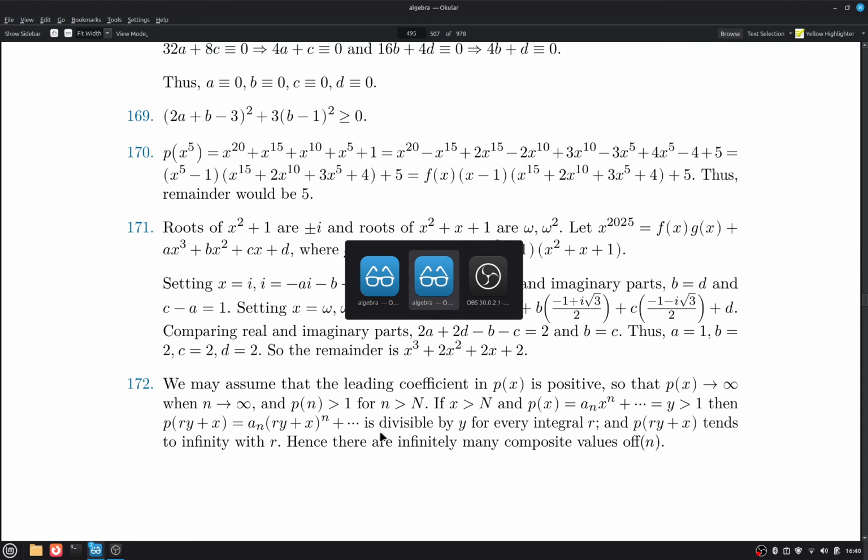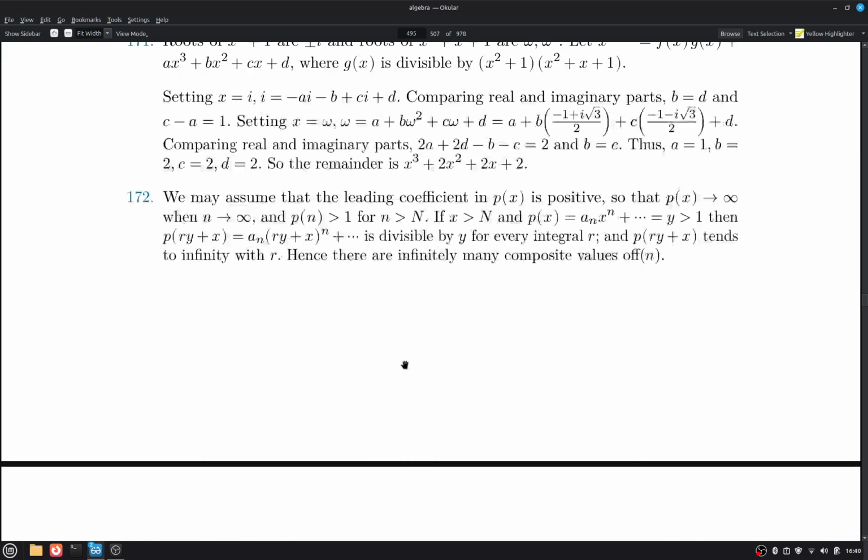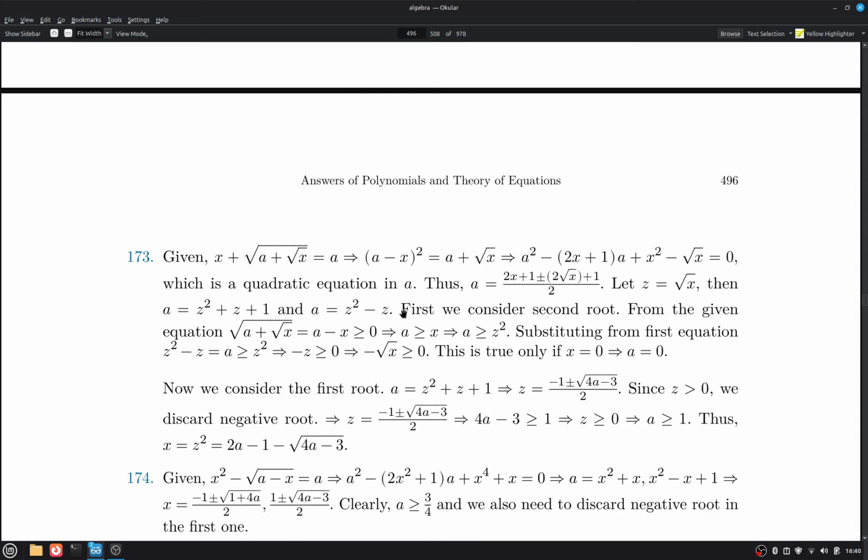Now question 173 says to solve x plus 1 square root of a plus square root of x is equal to a for real x and a. This is a very straightforward problem. What we do is we bring x to this side and we square, we get (a minus x) whole squared is equal to a plus square root of x. So this square root is removed.